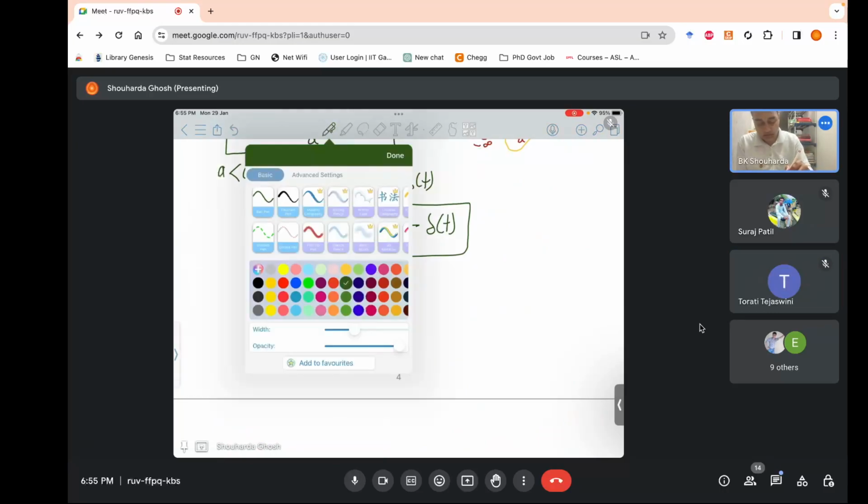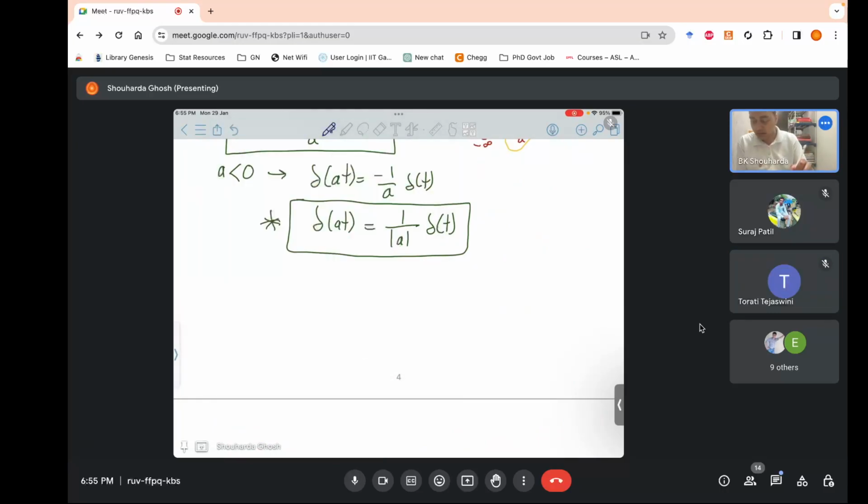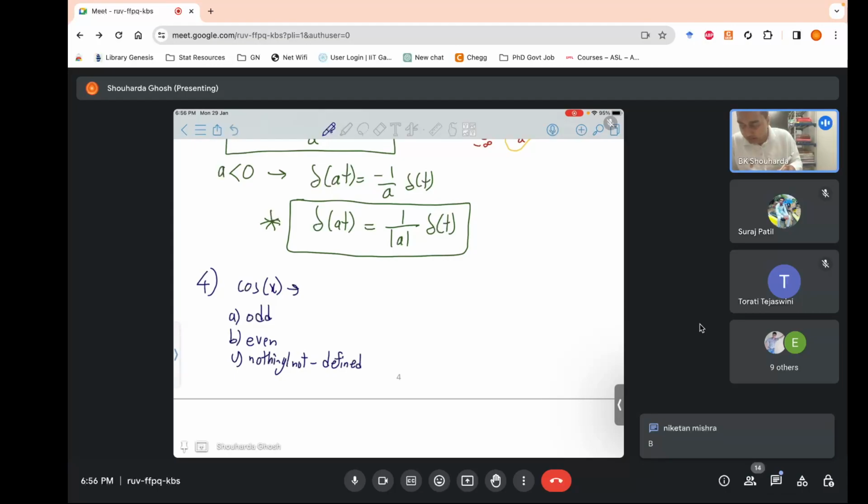Now let's get on the fourth problem. So the fourth problem is a very simple one. Is cosine x an odd signal, an even signal, nothing or not defined, and whether it's a stochastic signal.